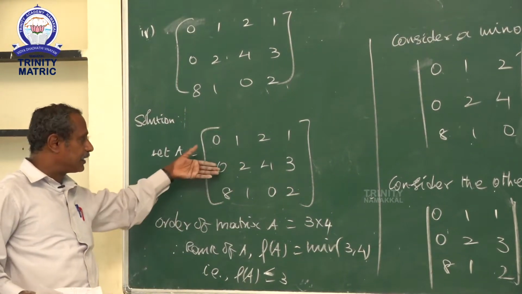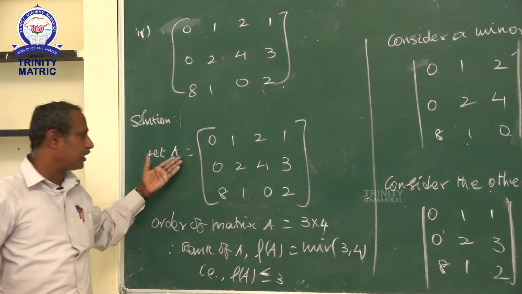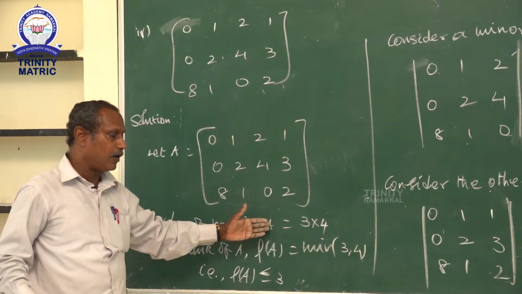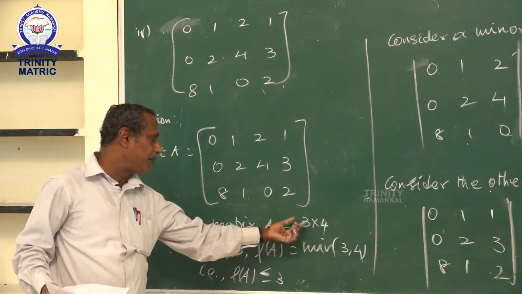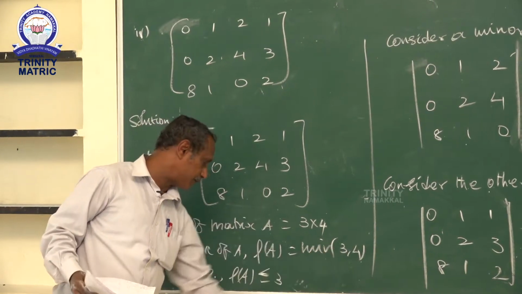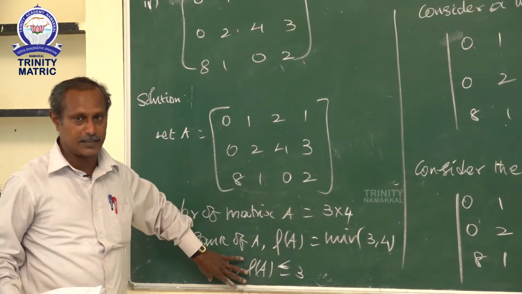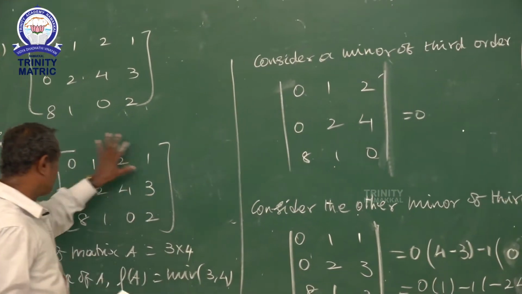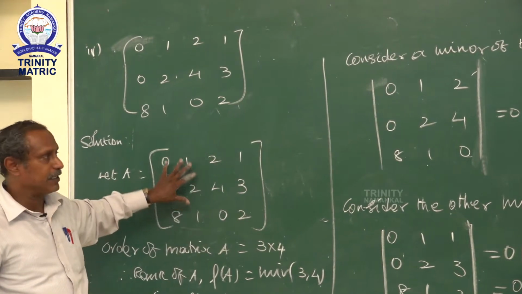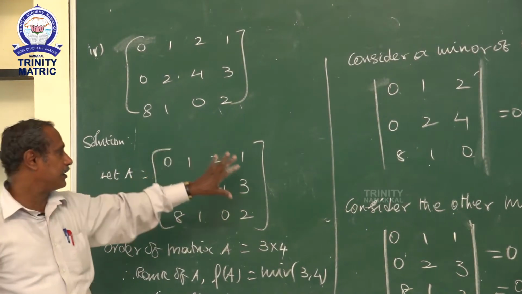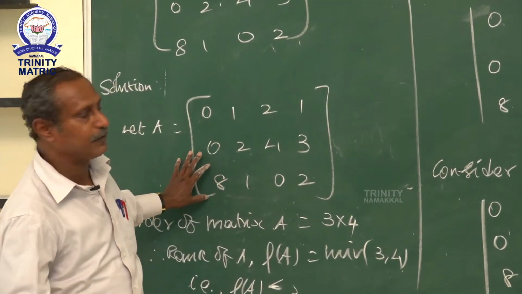After getting the name, first write the order of the matrix, which is 3 by 4. The rank of the matrix, rho of A, is at most the minimum of the number of rows and the number of columns. Here 3 is the minimum, so the rank is 3 or less than 3. Since it is not a square matrix, we have to find a minor. First construct a square form, of order 3 by 3. From this we can construct more than one 3 by 3 matrix.